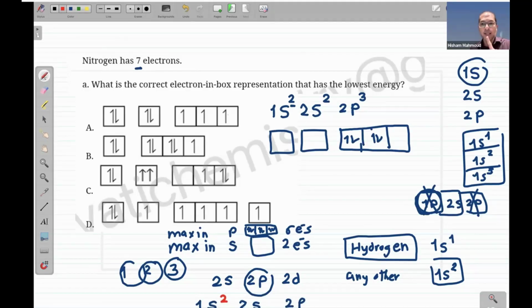Now, how do I draw the electrons inside? I have 7 electrons, so I cannot put 2p6. Why don't you put the maximum? Because you ran out of electrons. You have a total of 7 electrons.